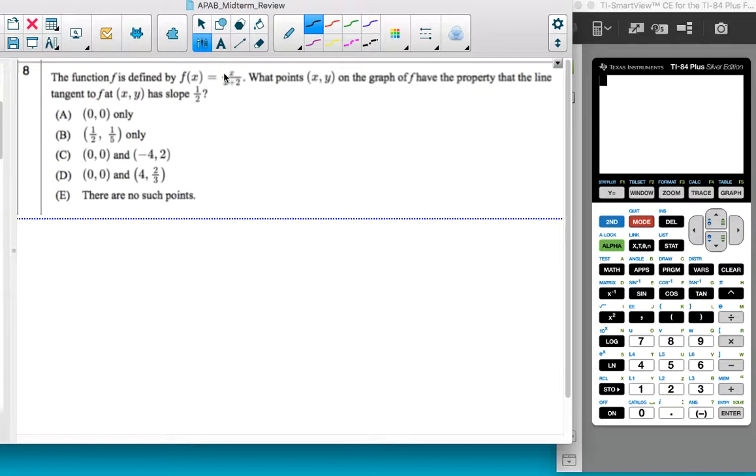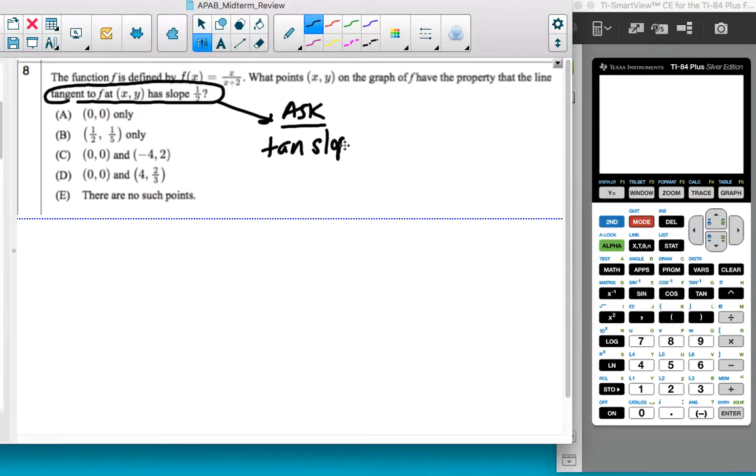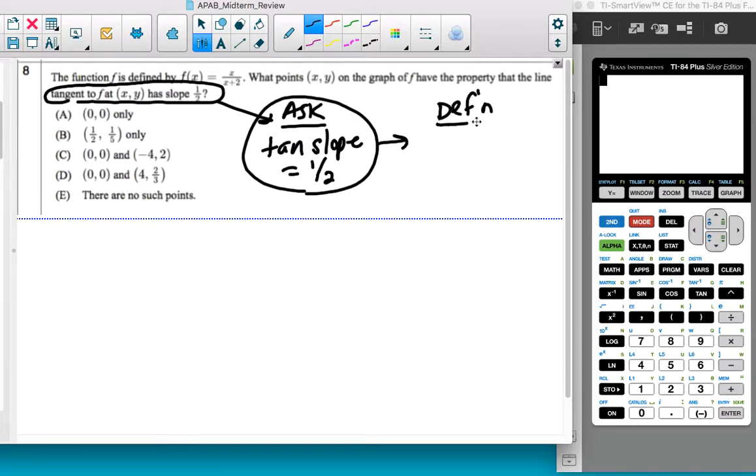Okay, so this is one of those where, again, we start by translating what they're asking for. Tangent slope is equal to 1/2, right? So we're being asked, where is the tangent slope equal to 1/2? What does that translate into mathematically? Well, in the broadest, simplest of terms, derivative means slope. So tangent slope specifically is f prime. So we're looking for f prime of x equal to 1/2.